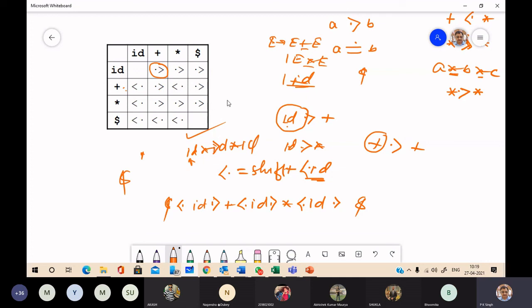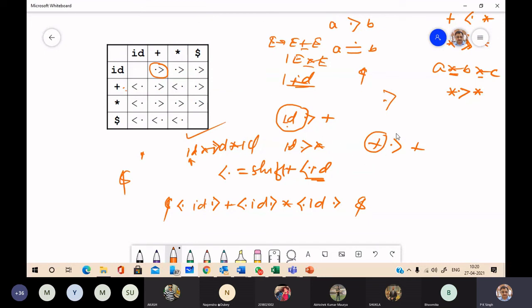And if we have this relation between the symbol on top of stack and the current input symbol pointed by IP, the input pointer, then what do we have to do? The action is reduce. So now you have to find the substring from the top of stack. How can we find the substring from the top of stack?